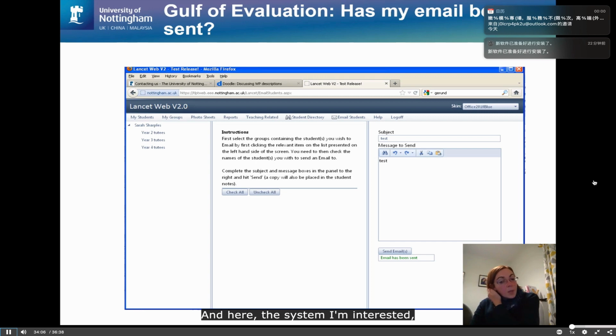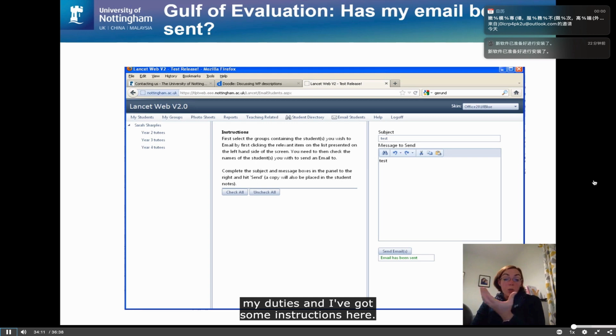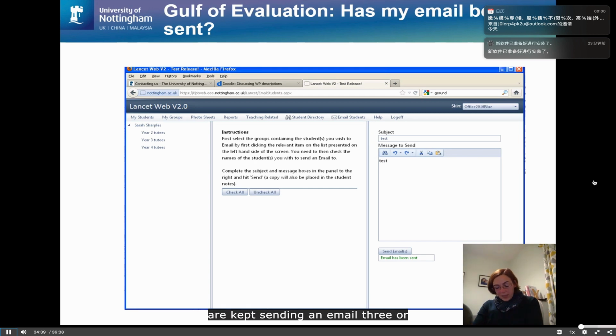Here, in this system, I've managed to send an email to my tutees, and I've got some instructions here. Select the groups containing the students that you wish to email by clicking on the relevant item on the list. And I then need to check the names of the students that I want to send an email to, complete the subject and the message in the panel to the right and hit send. And I kept accidentally sending loads of emails to my students. I kept sending an email 3 or 4 times and I couldn't work out why.